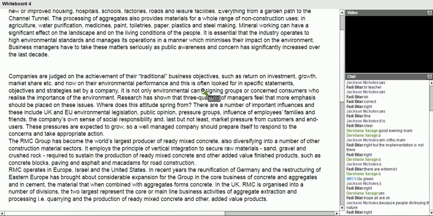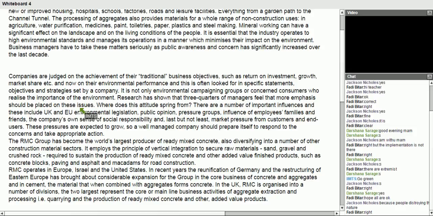It is not only environmental campaigning groups or concerned consumers who realize the importance of the environment. Research has shown that three quarters of managers feel that more emphasis should be placed on these issues. What does this attitude spring from? There are a number of important influences, and these include UK and EU environmental legislation. Strict laws are there to protect animals, fauna, flora, and nature from getting spoiled. Right? Have you ever been to national parks and wildlife sanctuaries?